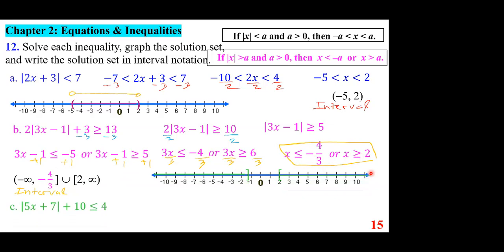Absolute value of 5x plus 7 plus 10 is less than or equal to 4. Remember, step 1, whether you're dealing with equality or inequality makes no difference. In the case of an absolute value, you have to isolate. That means get rid of the 10. That means subtract 10, everybody.